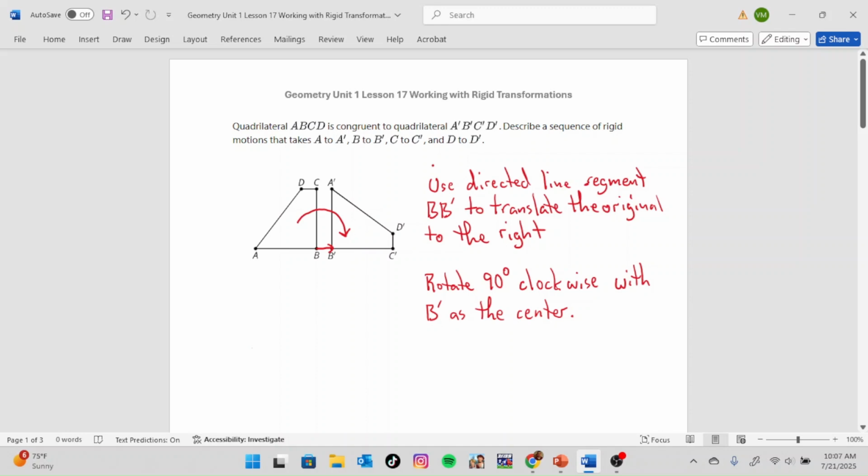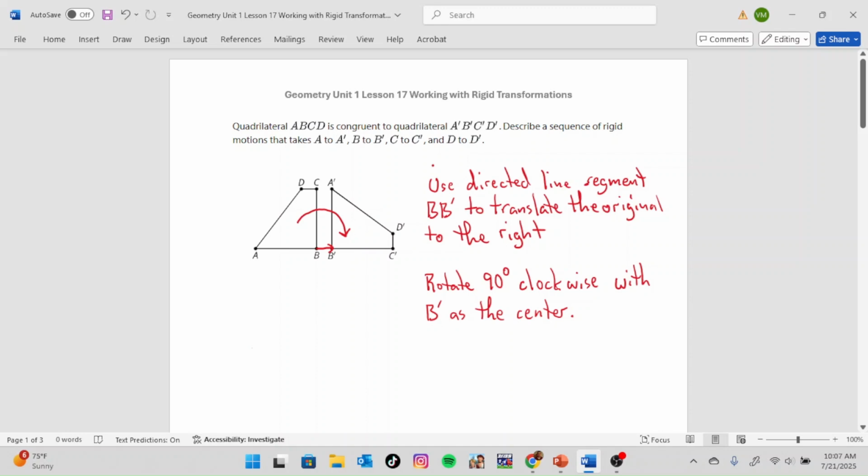and that will take the first quadrilateral and all four of its points and create the image on the right where A has now become A prime, B has now become B prime, C has now become C prime, and D has now become D prime. I hope this explanation makes sense to you, but if you do still have any questions, please leave a comment below.